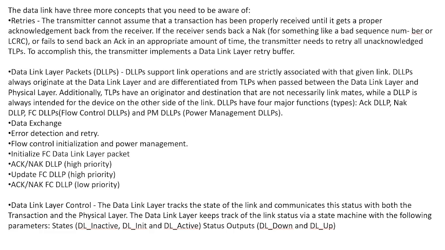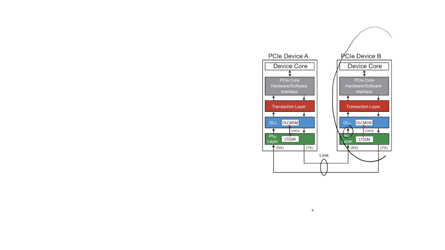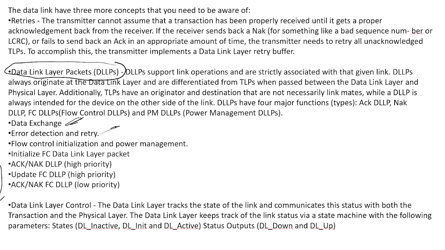So, data link layer packets. By using data link layer packets, what happens? We get to know the information of the receiver end, how much data it is going to accept. The main thing with data link layer packets is data exchange. That data is exchanging, right? Whatever information is received from the receiver, it will be sent to the transmitter side. So data exchange happens. Errors are also detected, and it will retry. So it is a flow control mechanism, using data link layer packets.